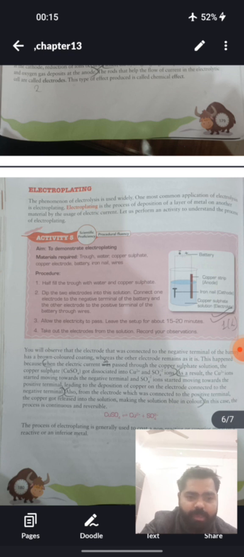Again, this process is reversible. If we change the polarity of the rods, the entire process will be reversed.